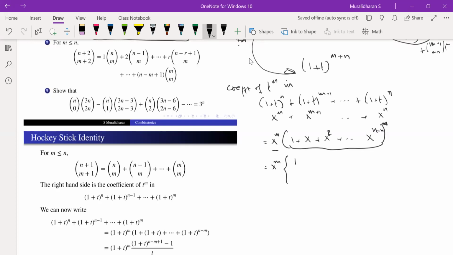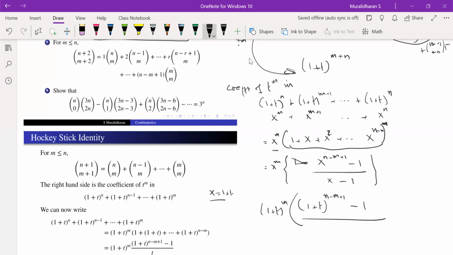This will be x power n minus m plus 1, minus 1, by x minus 1. Correct? Because when I have 1 plus up to x power r, I get x power r plus 1 minus 1 by x minus 1. Now, what was my x here? x was 1 plus t. Let us put that back here. So it will be 1 plus t whole power m into 1 plus t whole power n minus m plus 1, minus 1, by 1 plus t minus 1.